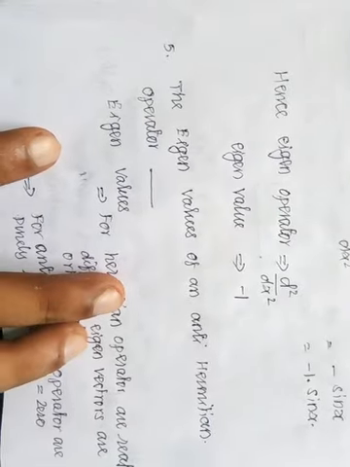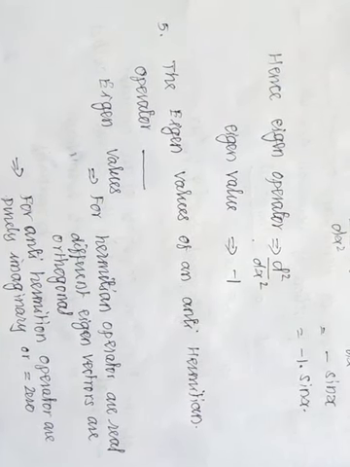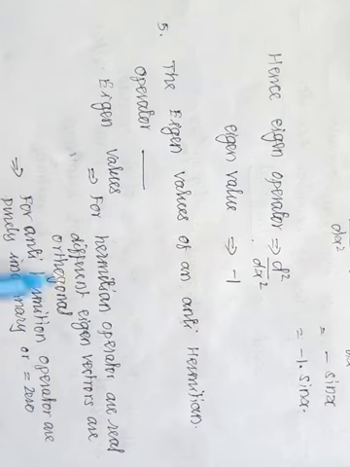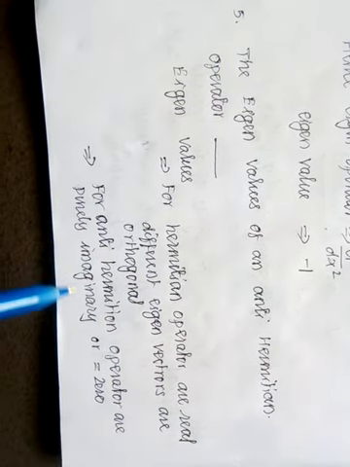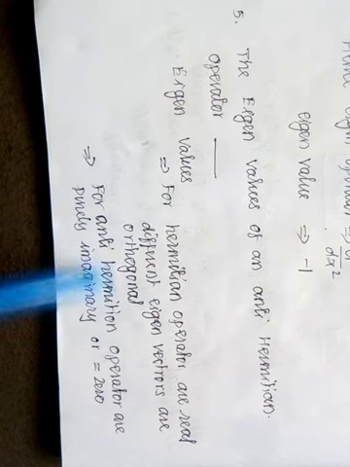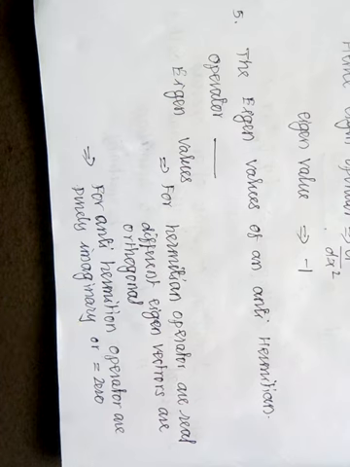The next one is the eigenvalues of an anti-Hermitian operator. As I have told already, eigenvalues for the Hermitian operators are real and different eigenvectors are orthogonal. If it is anti-Hermitian, the eigenvalues are purely imaginary. These are the properties of the Hermitian operators. These things can be asked directly in the examinations. If they want to ask direct questions, they can ask this kind of question. The eigenvalues of an anti-Hermitian operator are purely imaginary.